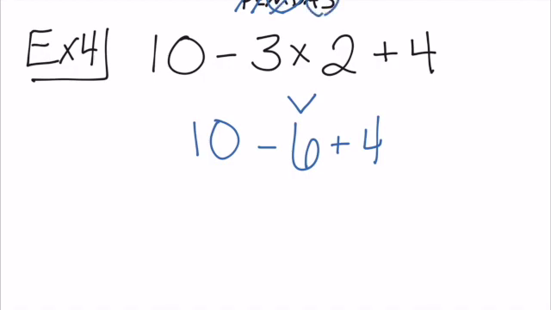Now we're to adding and subtracting. Now remember, adding and subtracting are now married. They love each other. They get along. So whichever one you see first, you do first. And in this case, the first thing we see, since all we have left is adding and subtracting, is actually the subtracting. So we're going to do that first. 10 minus 6 is 4. Drop down what we haven't used, the plus and the 4. And all we have left now is 4 plus 4, which is 8. That's our final answer, 8.